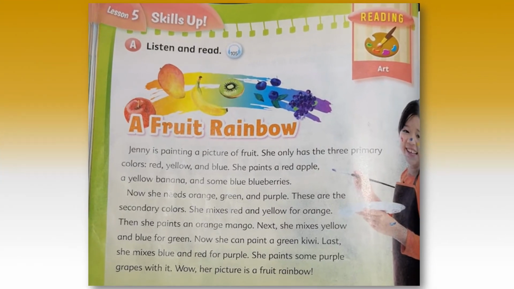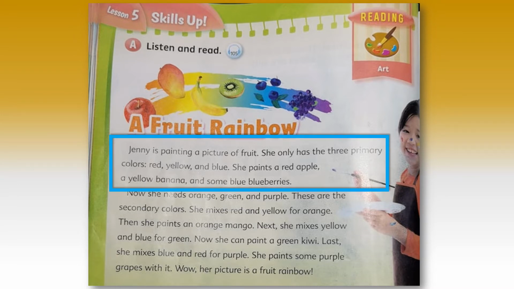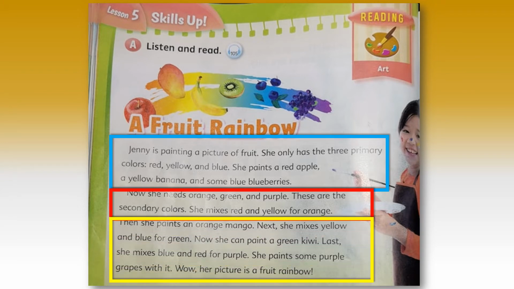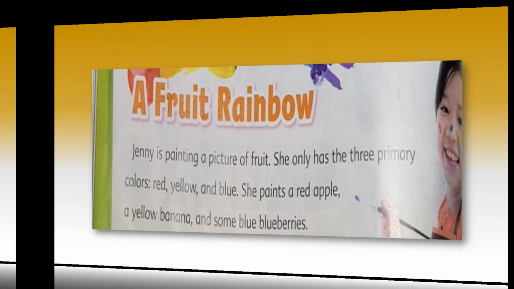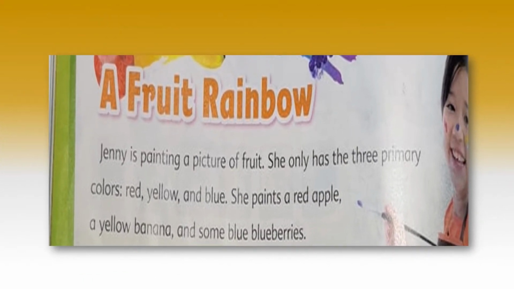Let's just look at the story. It's called A Fruit Rainbow. So we're going to read this in the 3 parts that I just showed you. Here's part 1, part 2, and part 3. Let's start the story. This is part 1. Now you can read it here, or you can read along in your student book. Okay, it's up to you.